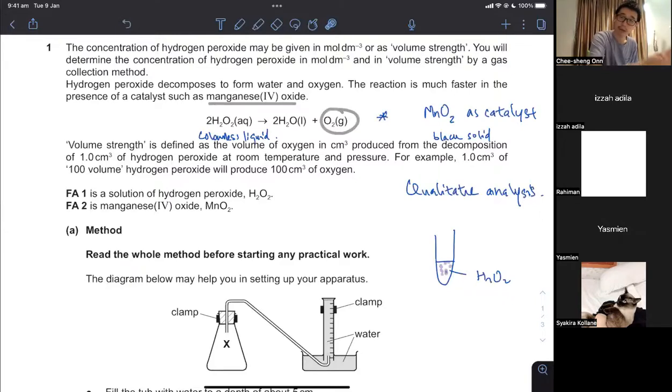Is there a pop sound? Then there will be hydrogen. Does it relight a glowing splint? Which in this case it will, because it produces oxygen gas. One of the ways to produce oxygen gas easily in the lab is to add a black solid and a catalyst to speed up this decomposition.